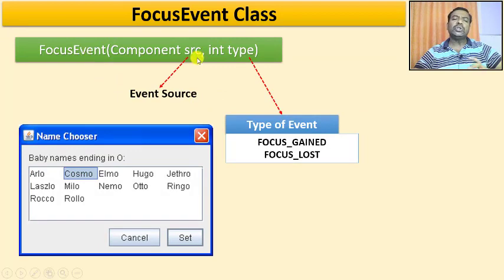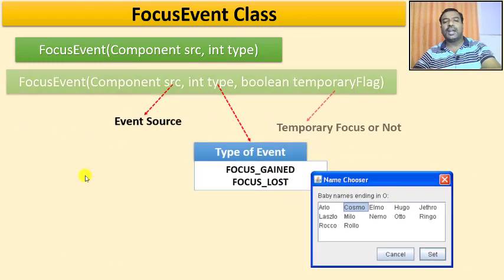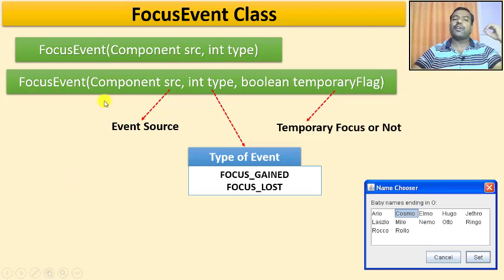Fine. And this is going to have a constructor which takes two parameters, the event source and the type. The type is going to be focus gained or focus lost. Right now this is going to gain the focus, and later on it may lose the focus, and all the remaining elements have lost the focus. This is where I'm going to use that type. And I'm going to have one more constructor with the same parameters but one more additional parameter called the temporary flag.